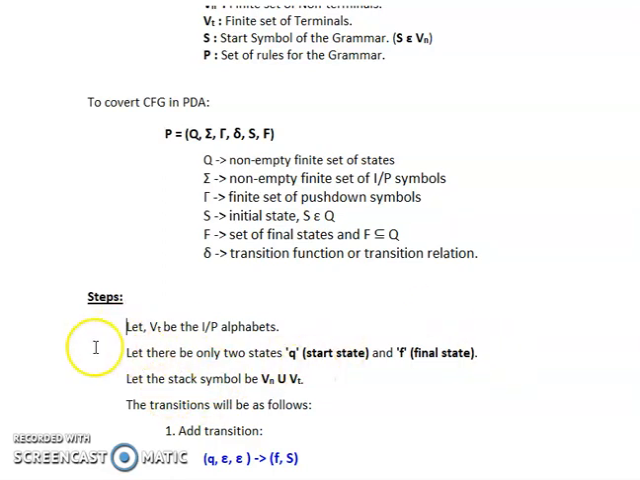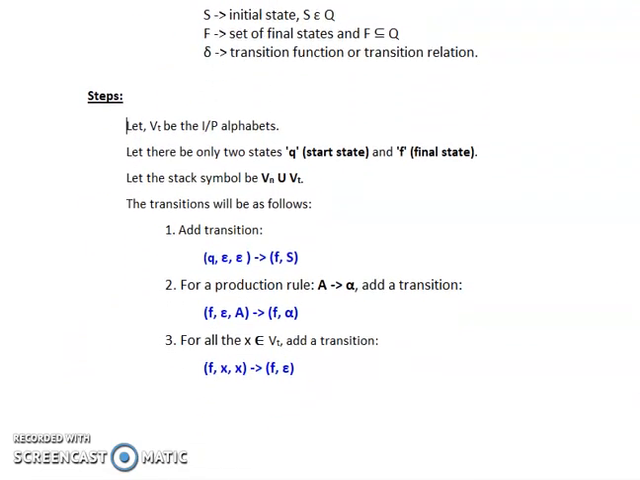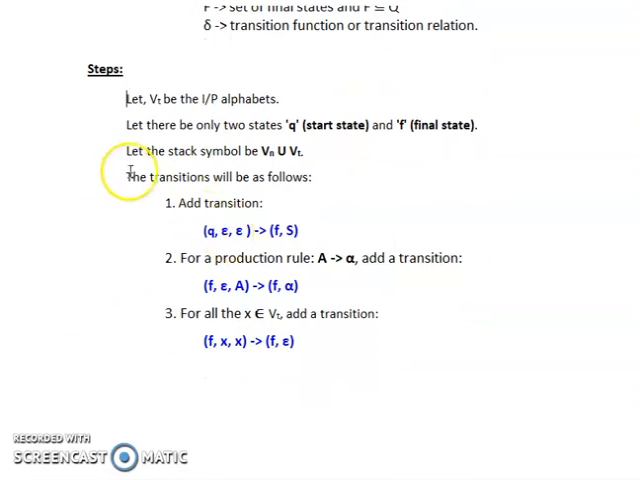If you are done with these three steps, then the fourth step is the major step. According to this step, you are going to define your transitions. That means you are going to define delta, that is your transition function or transition relation.